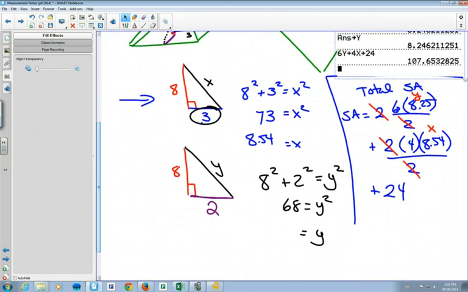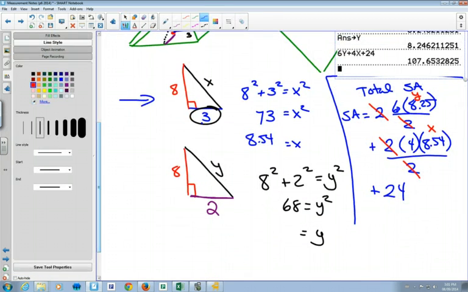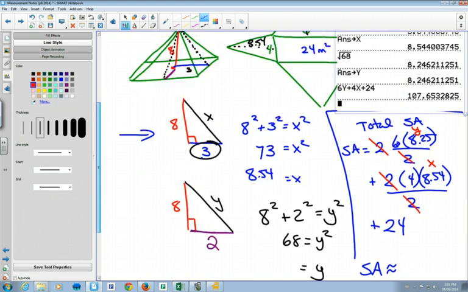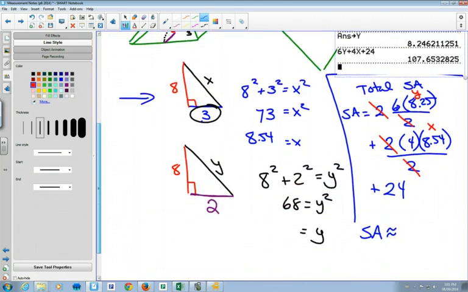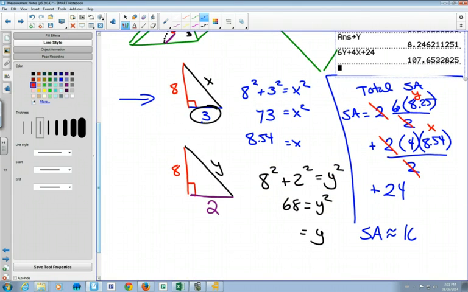So our final surface area is approximately, because it said round to the nearest square meter, 108 meters squared.